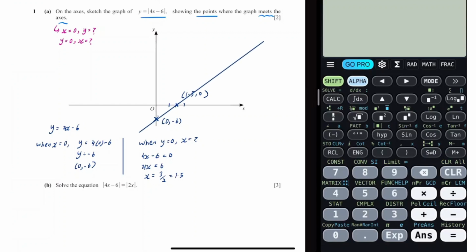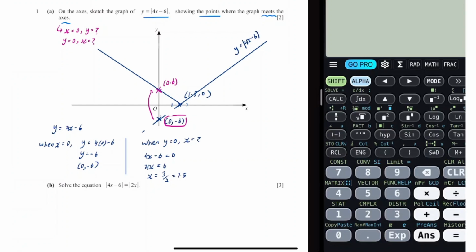Make sure you label 4x minus 6. But remember, we are dealing with modulus functions. We need to make sure that the 0, negative 6 will be flipped upward, so it will be around (0, 6). Afterward, continue the entire line, finish this up, and use the dotted line to represent the original, or you can erase everything, but I will just leave it to show the examiner that these are just the dotted lines. After you've written down everything, just make sure you put the modulus function. That's basically for the first one.